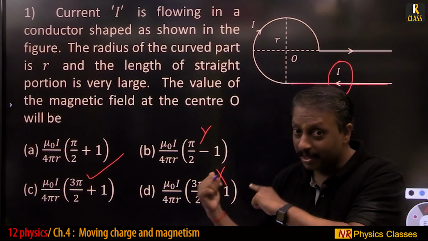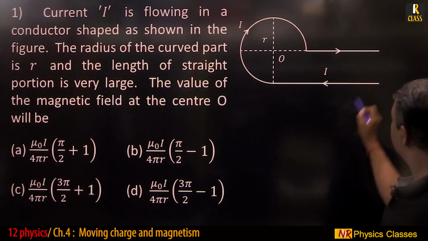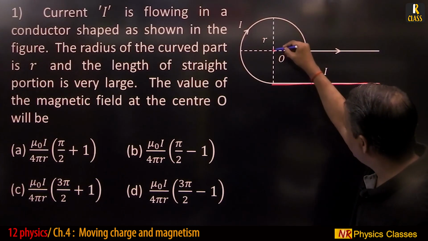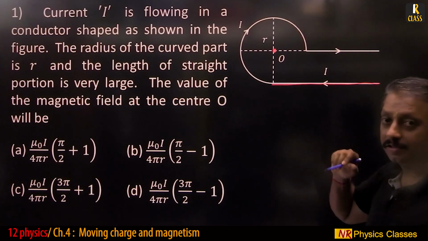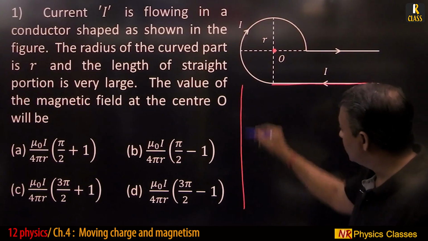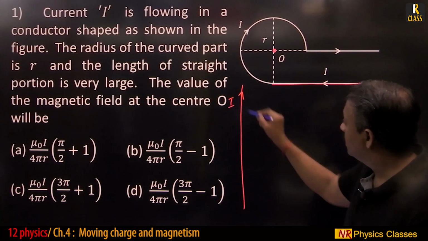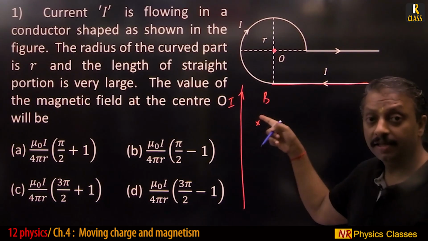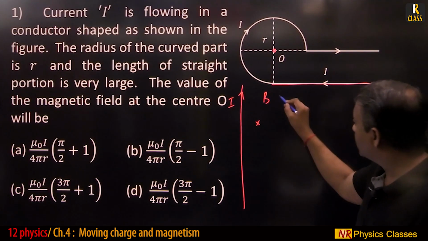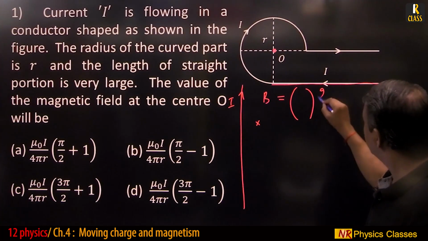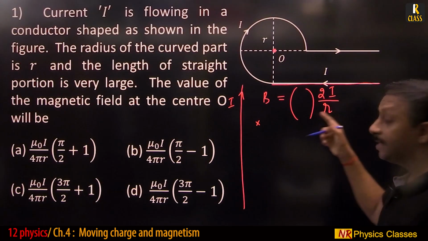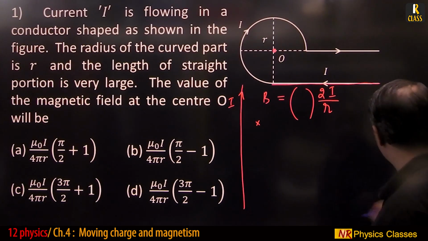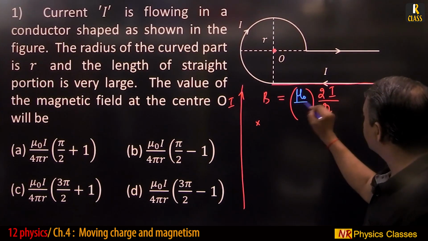Now, shall I explain how to get the answer? See, this is a straight conductor. This point is at one end of the straight conductor. If this is a straight conductor carrying current, then the magnetic field at any point, this is there in the NCERT syllabus, is constant times 2I by R. This is an application of Ampere's circuital law, and the constant is mu naught by 4 pi.